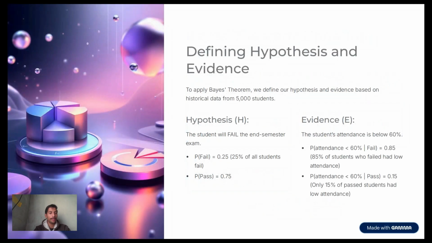Defining hypothesis and evidence. Using historical trends, we define the hypothesis and the evidence. Hypothesis: the student will fail. Historically, around 25% of students fail, so P(fail) = 0.25. Evidence: the student's attendance is below 60%. The likelihood value: among the students who failed, 85% had low attendance. Among the students who passed, only 15% had low attendance.